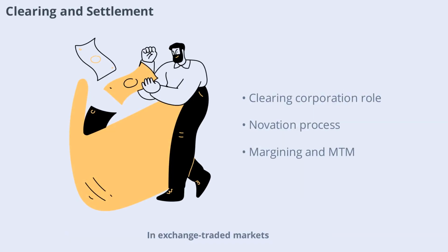In exchange-traded markets, the clearing corporation acts as a central counterparty, guaranteeing settlement and reducing risk. This process, known as novation, means the clearing corporation becomes the buyer to every seller and the seller to every buyer. Margining and mark-to-market processes further protect against default. In contrast, OTC markets rely on the creditworthiness of the counterparties, making risk management more challenging.